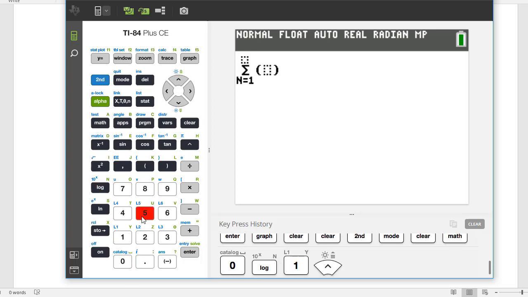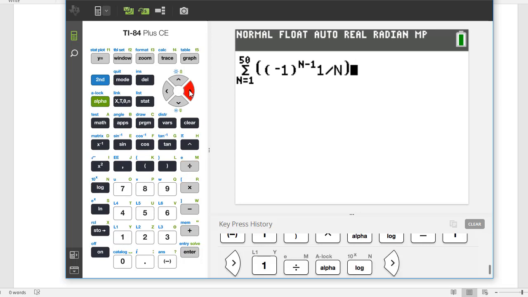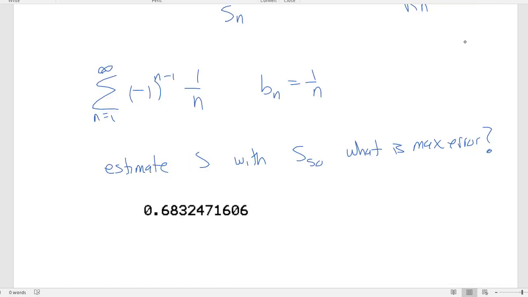And then I'm going to type in my formula. I'm going to use parens here, and I'm going to say -1 raised to the power of alpha N minus 1. Let me come off the exponent. And then we had 1 divided by alpha N. So the calculator will add the first 50 terms of the alternating harmonic series, and there is that value. All right, so we have S of 50, the sum of the first 50 terms, is approximately that value.